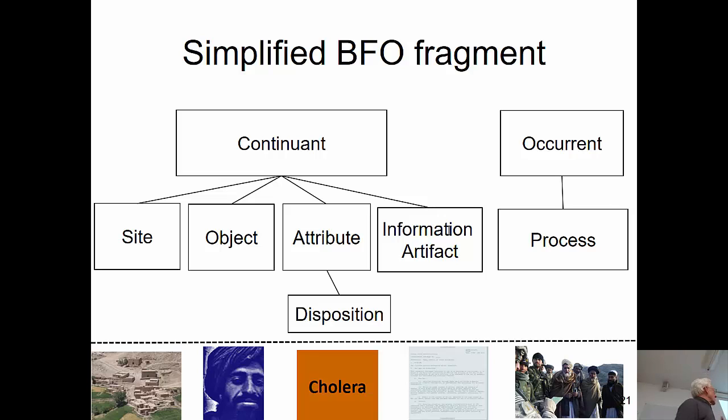And so cholera is a special kind of attribute. It's a disposition. The disease of cholera doesn't necessarily have to show signs, but if you have cholera, then you have the disposition to show signs of the disease. Then the meeting with the key leaders is a process. This person is an object, and this village is a site, and that report is an information artifact. So BFO enables you to apply a common approach to ontology building to data about things like meetings in villages and wells in villages and diseases and so forth.